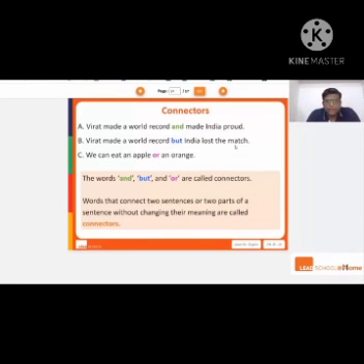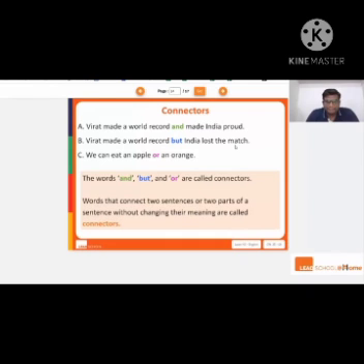Virat made a world record, but India lost the game. But the connector used over here is "but". When do we use this? When there is a contradiction between two ideas, between two sentences. In that time, most unlikely, a sentence, at that time we use the word but.